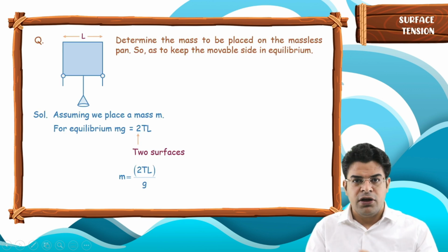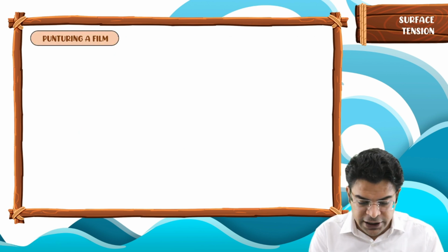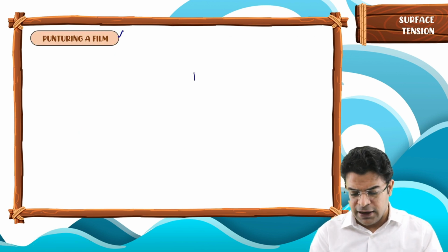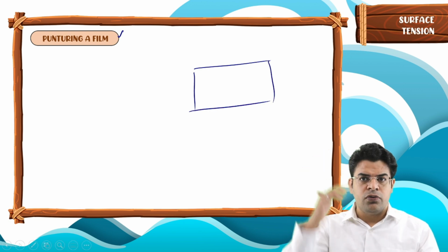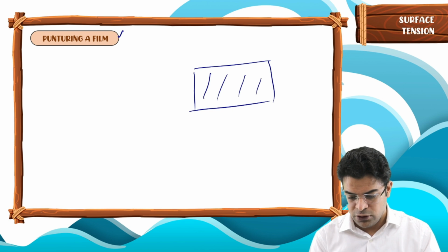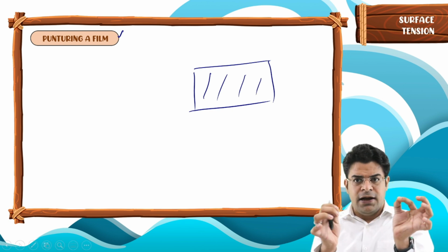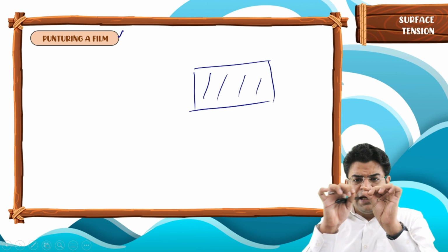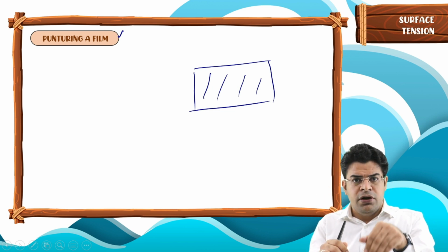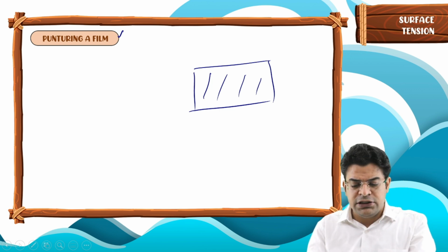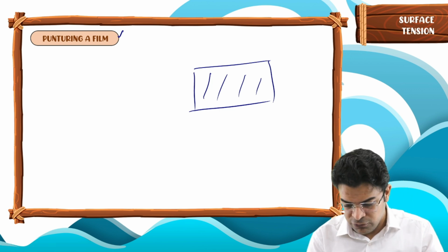Let's talk ahead, and this is important, what we are going to talk about now. Now, puncturing a film. If you take a rectangular frame, dip it in a soap solution, take it out, what do you get? So we get a soap film. Now, you take a thread, tie its two sides, immerse it in the same soap solution, take it out and gently place it on the top of this film. So when you place it, you find this random shape of the thread loop on the film.